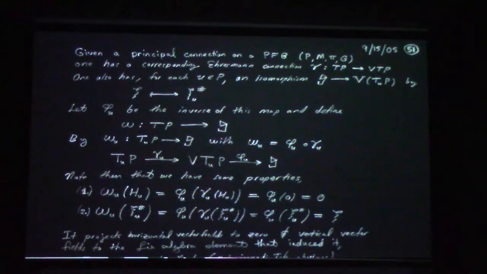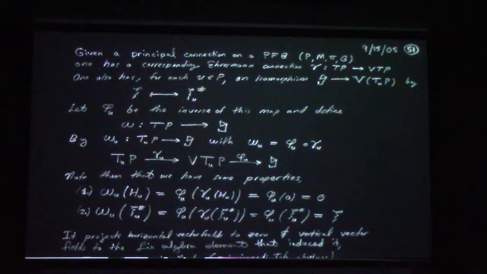Aha! A mapping from the tangent space of P to the Lie algebra. This is nothing more than a Lie algebra valued one form on the tangent bundle. Now that's kind of neat. If we fix a point, then we've just got a Lie algebra element. And here, omega sub u is phi sub u composed with gamma sub u. And the following properties they have. So the connection form omega u acting on a horizontal tangent vector gives us 0. The connection form acting on a vertical vector gives us back gamma again.